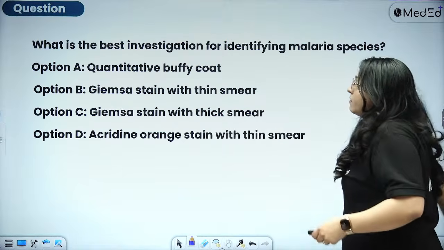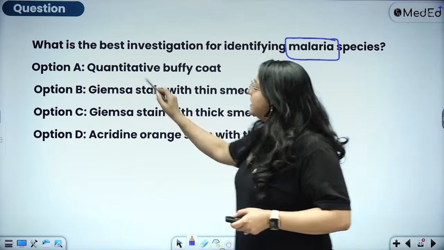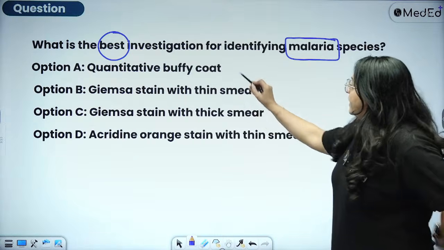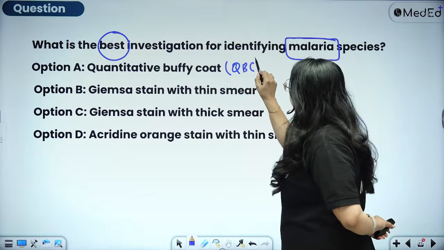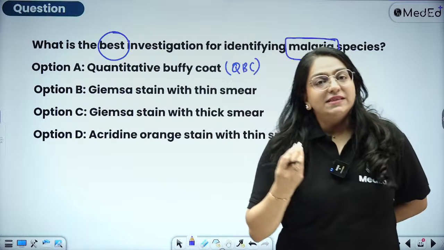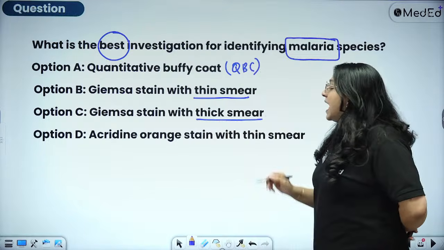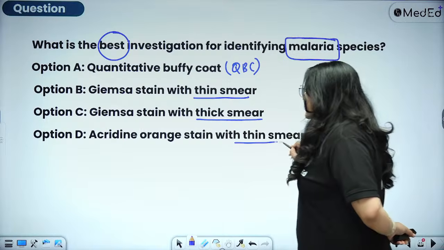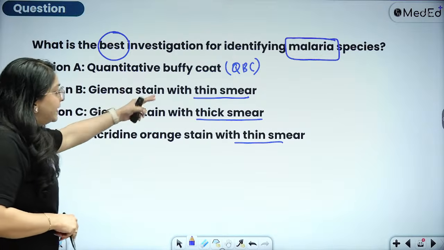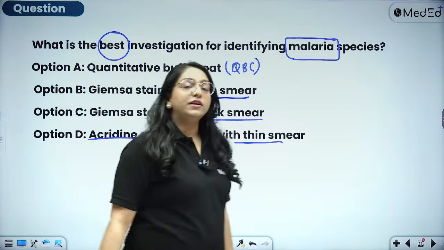Okay. Best investigation for identifying malaria species. Now they are saying best investigation. What kind of a question is this now, right? They are saying quantitative buffy coat. I have spent all my life believing that QBC is done for malaria. Giemsa is stained with thin smear, Giemsa is stained with thick smear, acridine orange stain with thin smear. So this is how they have tried to confuse you. Two options they have given for Giemsa are alternating between thin and thick. Now you will get confused. And one fluorescent staining they have given, acridine orange with thin smear.